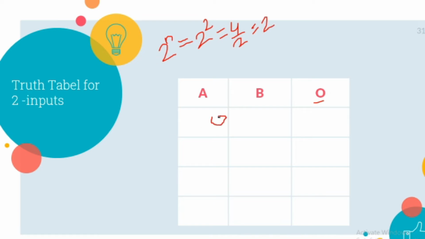Then we will fill here 2 times 0 and 2 times 1. Then if we again divide this by 2, we will get 1. Then we will fill here 1 times 0, then 1, then 0 and then 1. Similarly, we can do this for 3 inputs.